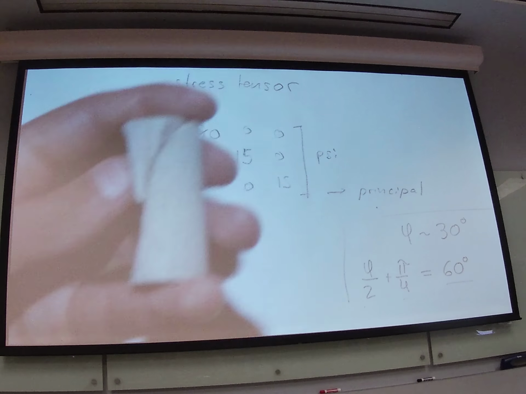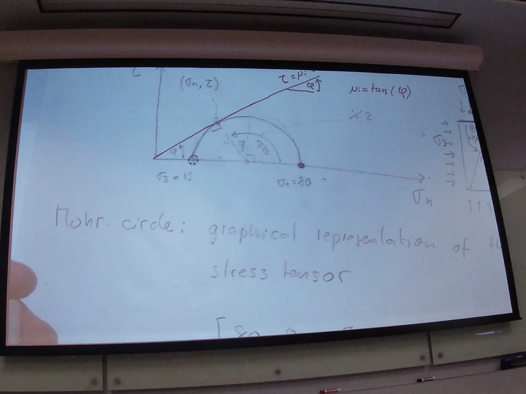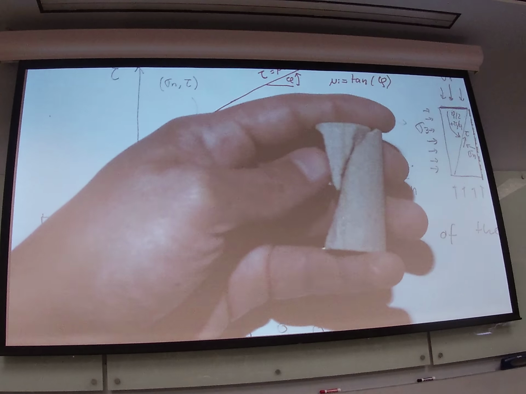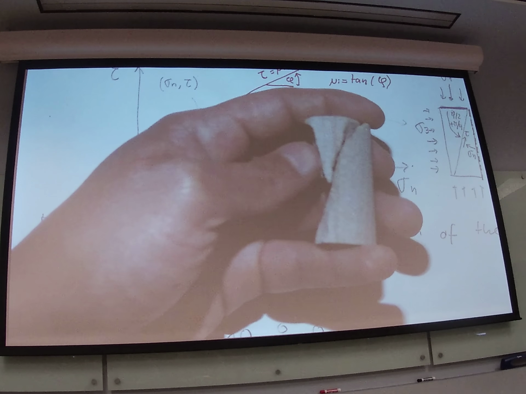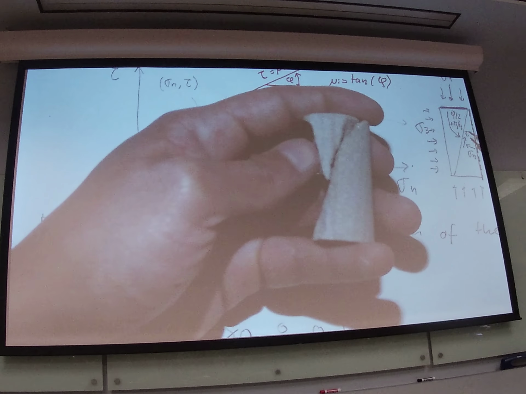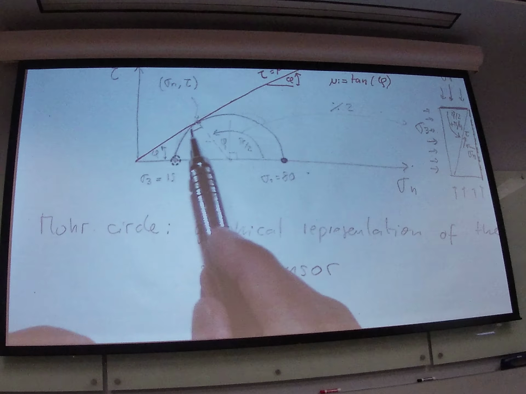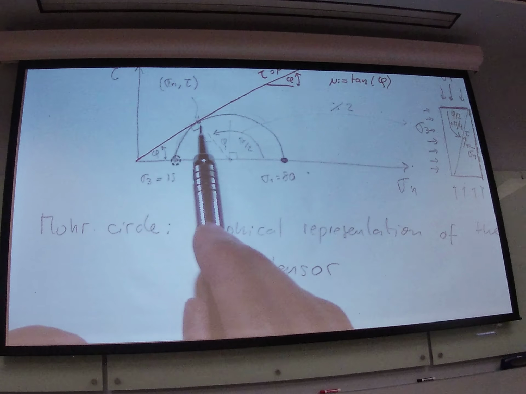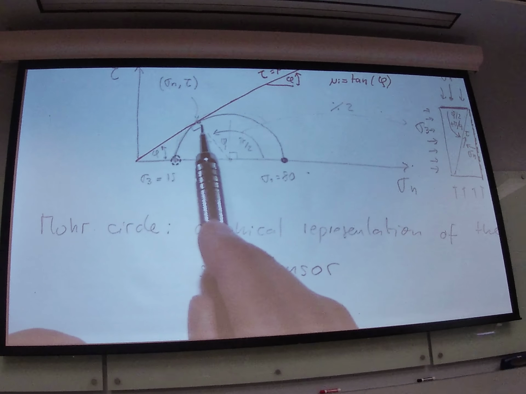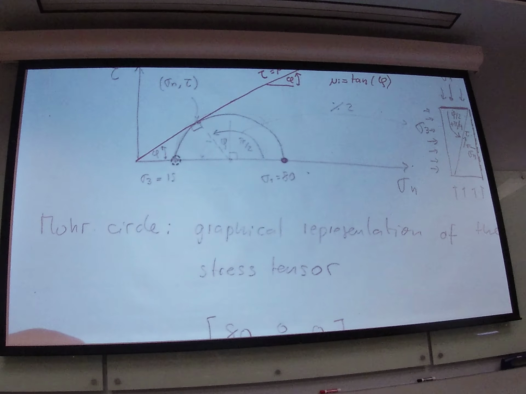So now we can see how and why all these rocks, when they fail in shear, they fail at this characteristic angle. Why? Because it is the plane with the maximum ratio of shear stress to normal stress.